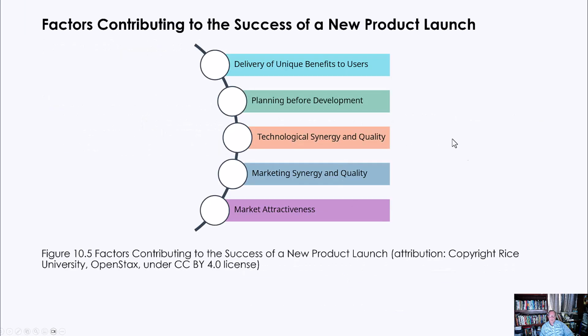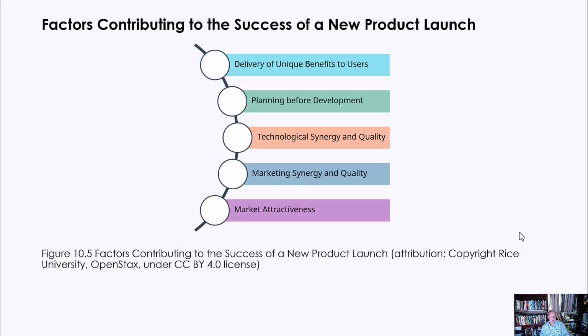So what factors contribute to new product launch success? Well, we have to deliver unique benefits to our customers. We need to do planning. We need to make sure that our technologies are quality. We need to make sure that our marketing is quality, and we need to make sure that our market, our customer wants, needs, and desires are attractive. We need to make sure that they really want our particular product.